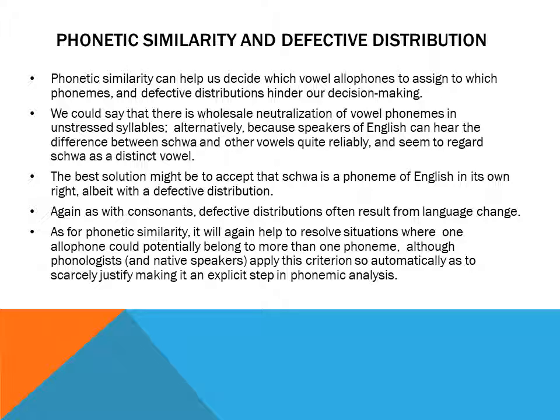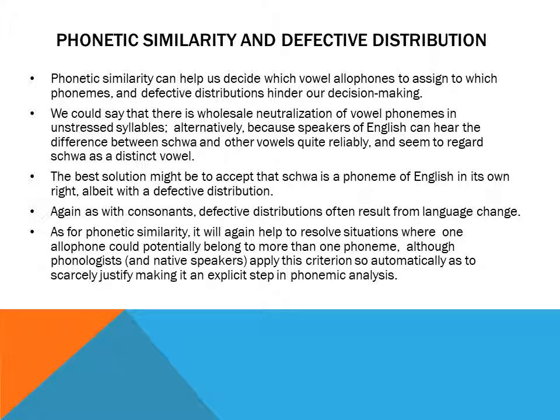Since speakers don't tend to produce vowels other than schwa in any of these forms, even when speaking rather carefully, it's difficult to say. We can say that there's wholesale neutralization of vowel phonemes in unstressed syllables. Alternatively, because speakers of English can hear the difference between schwa and other vowels quite reliably, and seem to regard schwa as a distinct vowel, the best solution might be to accept that schwa is a phoneme of English in its own right, albeit with a defective distribution.